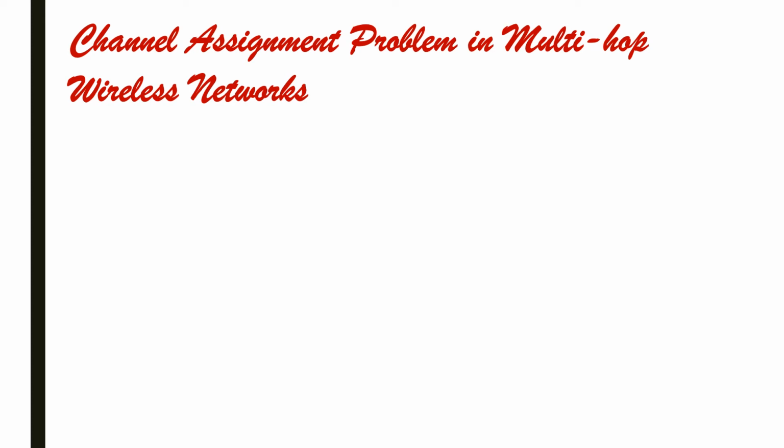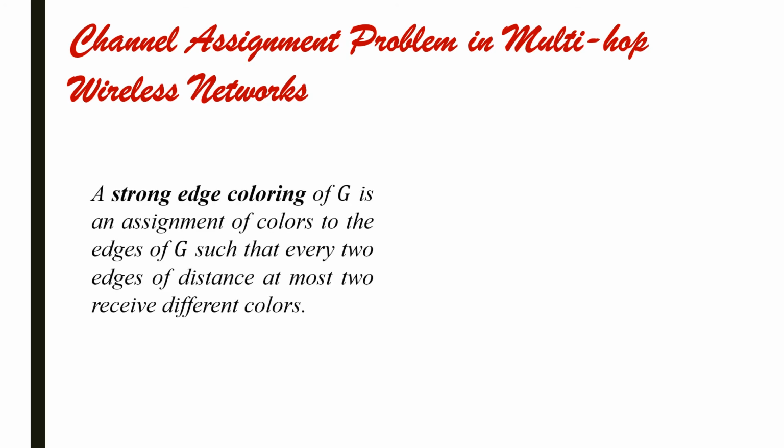In the classical edge coloring, we assign different colors to adjacent edges. The problem in this model when applied to communication systems is that co-channel interference may occur. Before proceeding, we will first introduce the notion of strong edge coloring.